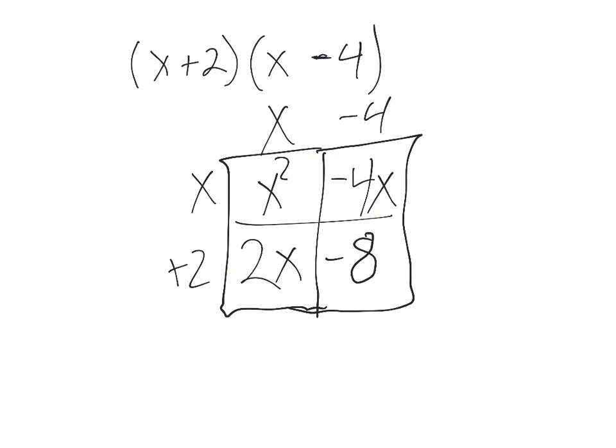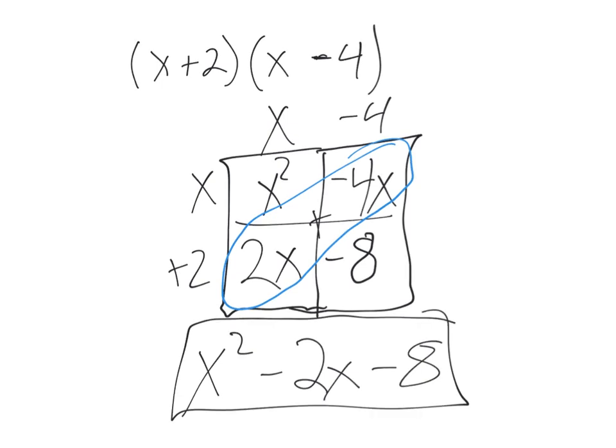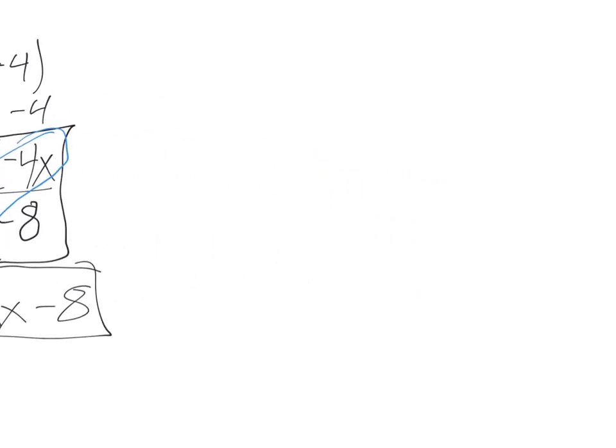Okay, I do the same thing. Boom. I draw a circle there. Then I say, let's combine those two in the circle. So I get x squared minus 4x plus 2x is negative 2x, minus 8. Boom. Okay?